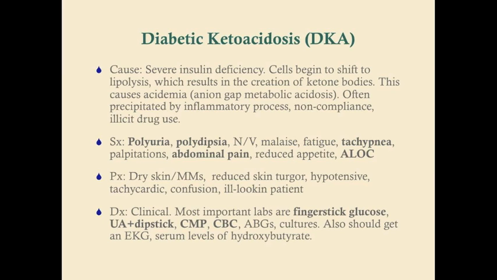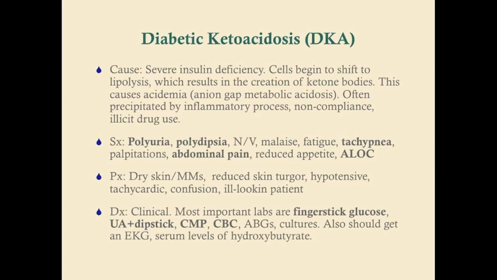Non-compliance with insulin regimen and illicit drug use can also spur on DKA. That's really because in any kind of inflammation, you're getting an increase in your metabolic rate, so the cells are going to demand more energy. And it's the same with illicit drug use, particularly we see this with cocaine and methamphetamine.